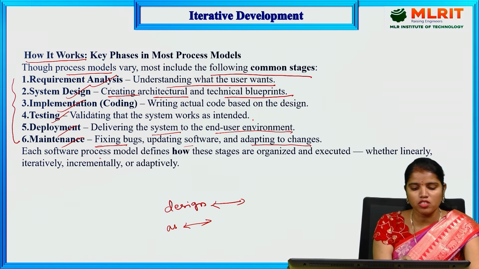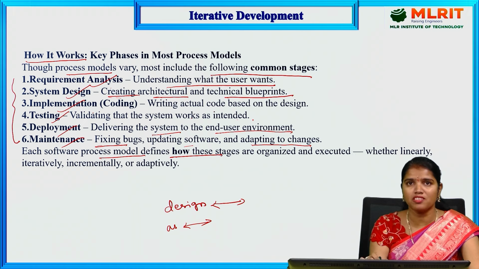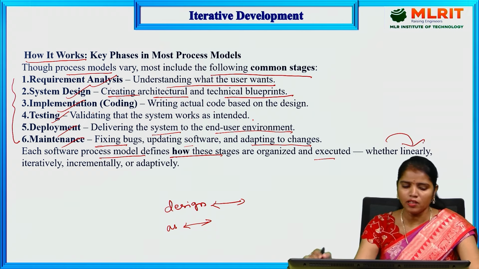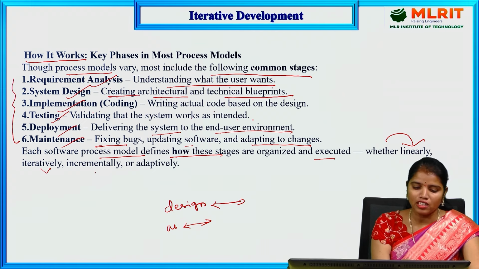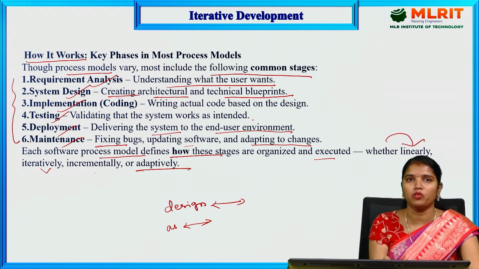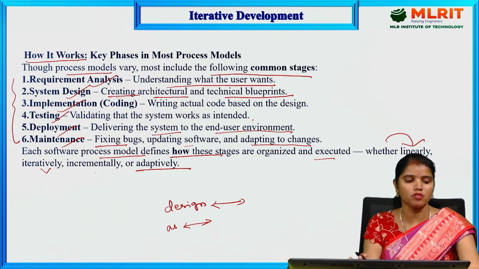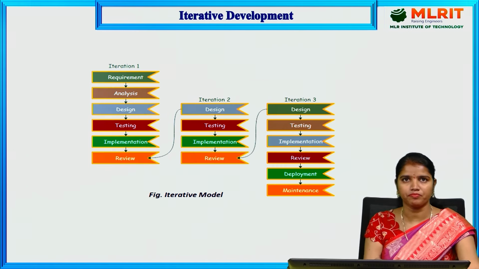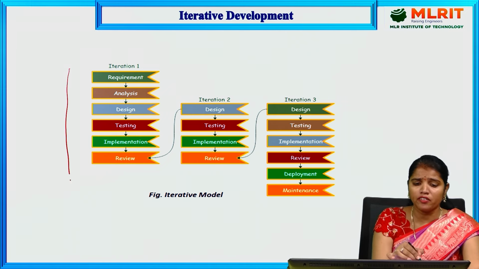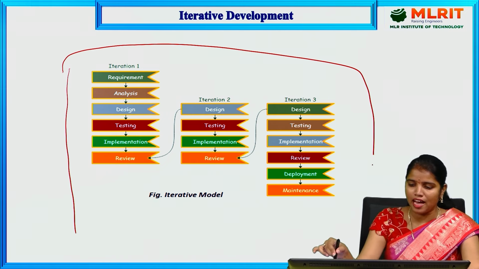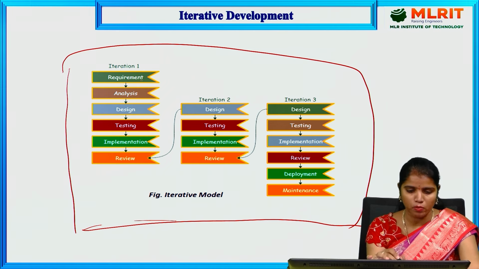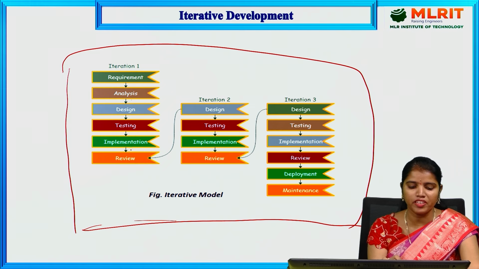Each software process model defines how these stages are organized and executed, whether linearly, iteratively, incrementally, or adaptively. This is how iterative development works. This is the architecture of iteration. You can observe this architecture. In iteration 1, first we are collecting the requirements. Next we go for the analysis and design, testing, implementation, and review.